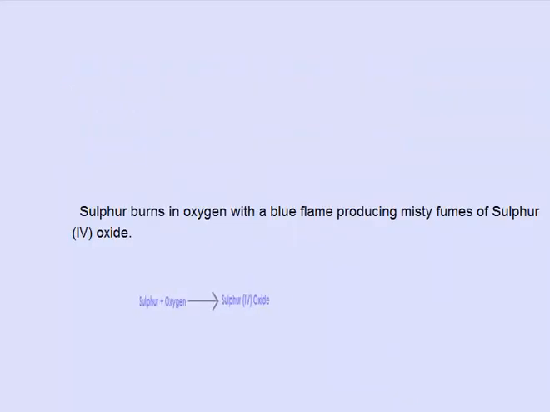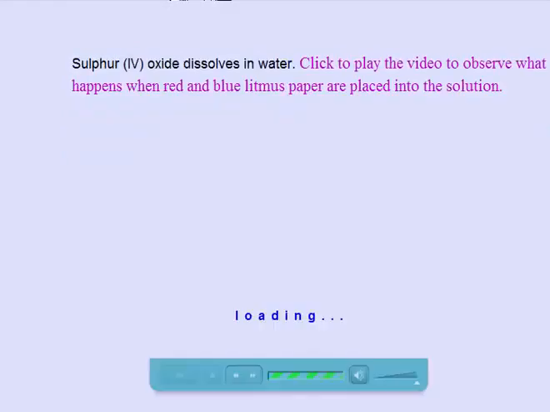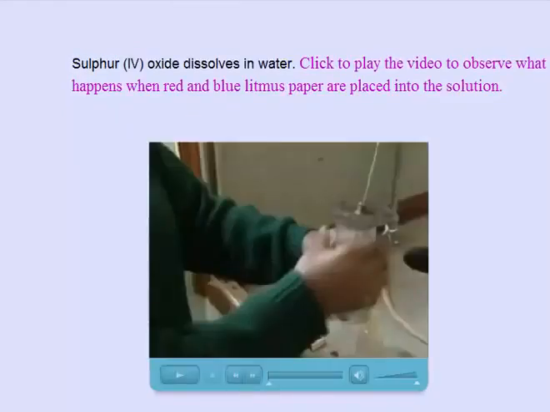Sulfur burns in oxygen with a blue flame, producing misty fumes of sulfur 4 oxide. Sulfur 4 oxide dissolves in water. Click to play the video to observe what happens when red and blue litmus paper are placed into the solution.